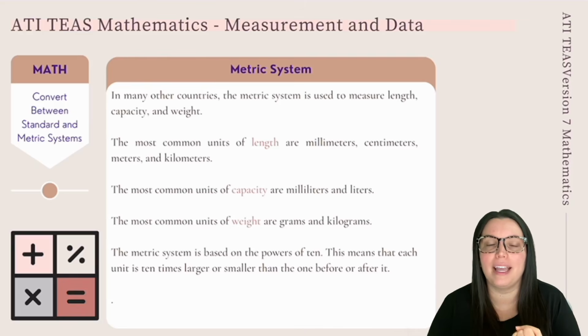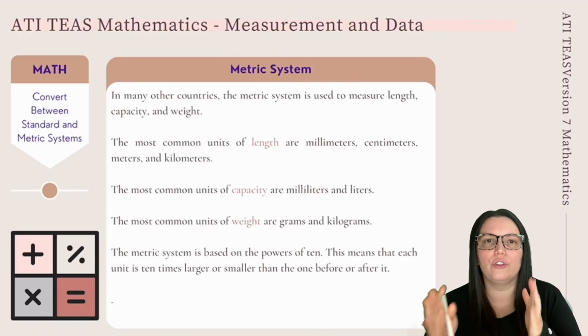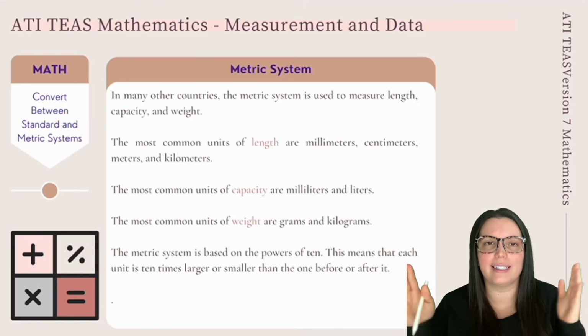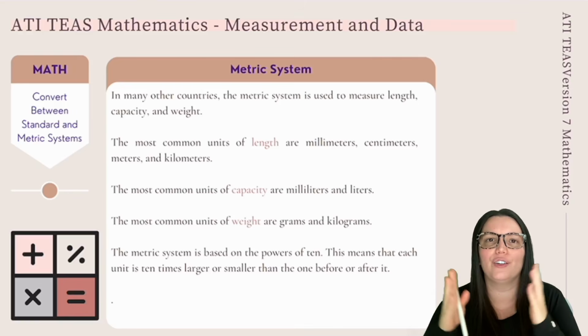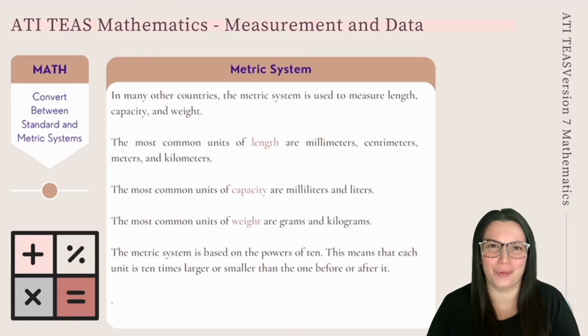Do you notice how there is a common theme? With length, the base unit is meters. With capacity, the base unit is liters, and with weight, the base unit is grams. So let's take a closer look at what this looks like on a scale so that we can determine how we're going to convert metric measurements.